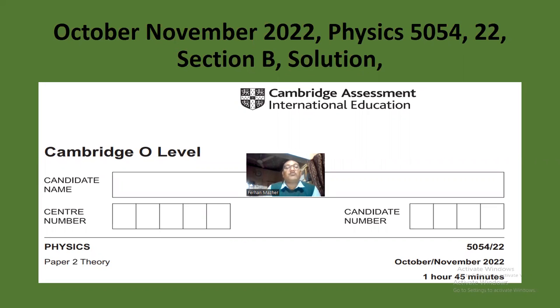This paper 2 belongs to Zone 2, or you can say Variant 2. In this video, I'm going to present the solution of Section B of this paper. Section A of this paper I have already solved, and it has been uploaded to my YouTube channel. In the same playlist where this video is, you can find Section A of this paper. So let's start Section B of this paper.